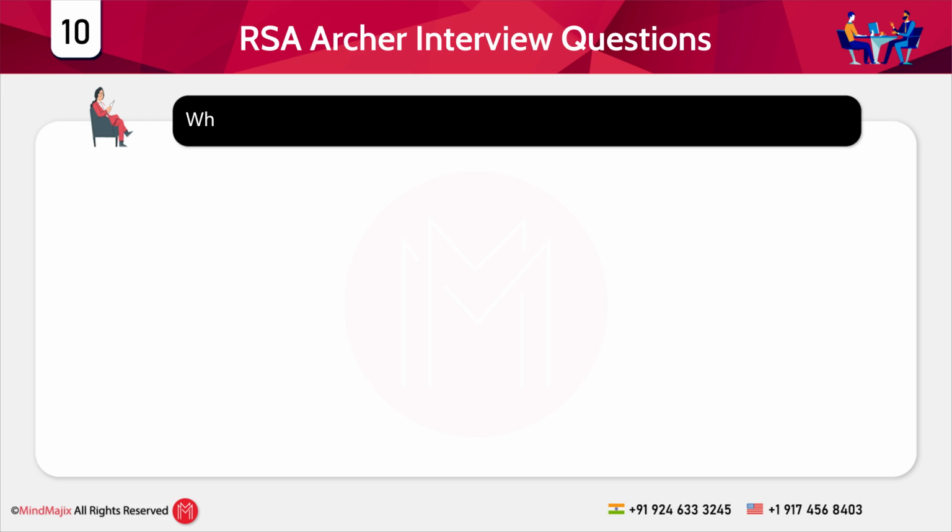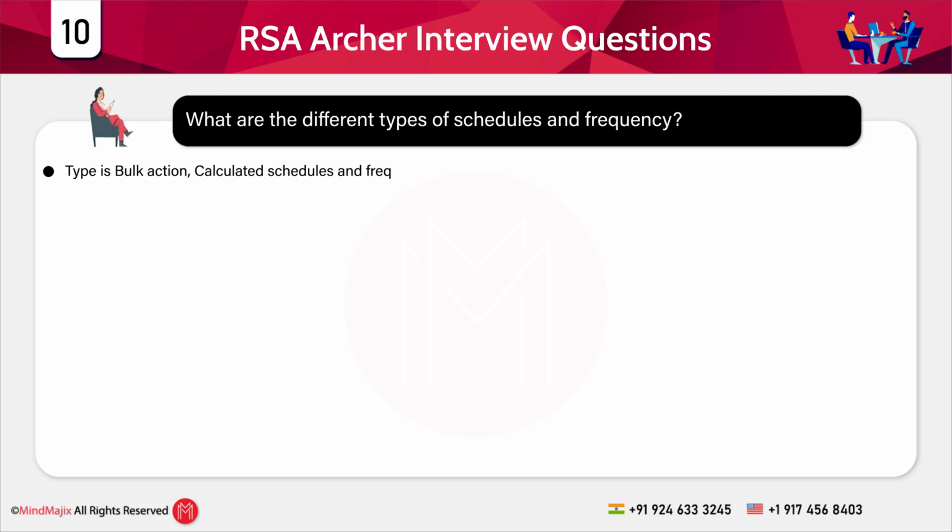Coming to question 10, what are different types of schedules and frequency? So there are schedules in Archer and they again have a frequency like notifications and data feeds have. The schedule types are bulk action, where you can bulk update the records or bulk create new references, basically cross references in the record, or you can have calculated schedules. You can also enroll the advanced workflow with the help of schedules. It's rarely used, but you can do it. We have calculated schedules. The frequency of this is hourly, daily, weekly, monthly. Again, it is different from the data feeds and from the notifications. So these are the different types of schedules and the frequency.